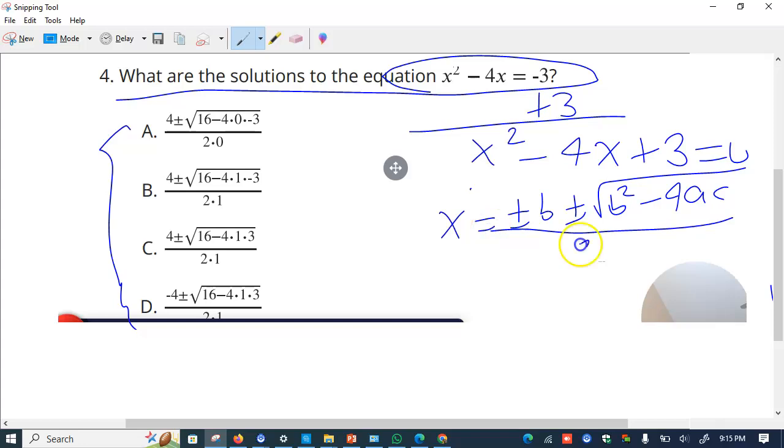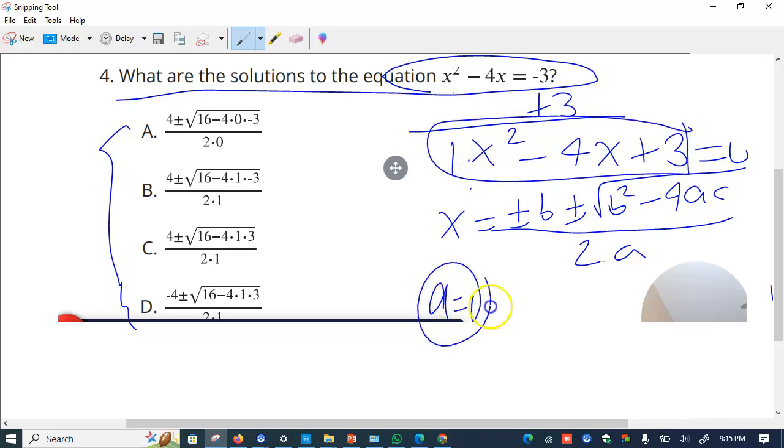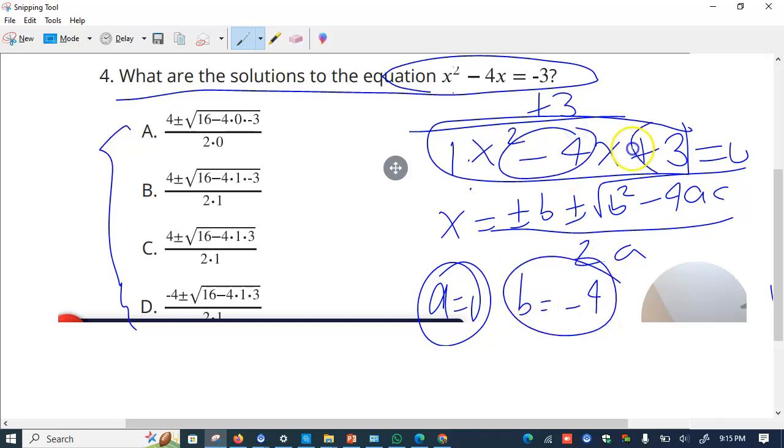So this is the formula, right? So which one is right? Let's check. So when you look at this equation here, there's a 1 here, so A is 1. This is B is -4. And this is C is plus 3. So they did a good job in the first one.